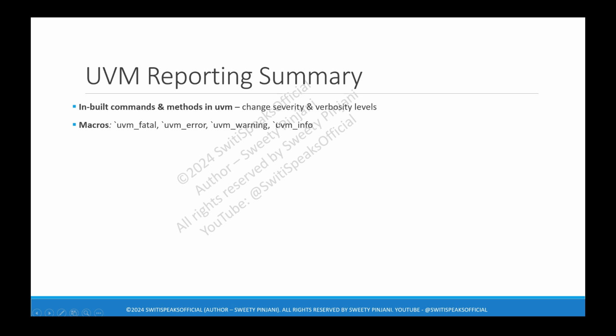And UVM info has the lowest importance. It is just like a message. No need to panic. Then we saw there are six different verbosity levels: none, low, medium, which is the default one, that's why I have highlighted it, high, full, and debug. Remember, if you have none, the minimum number of messages are printed. If you have debug, the maximum number of messages, all the messages which are there, are printed.